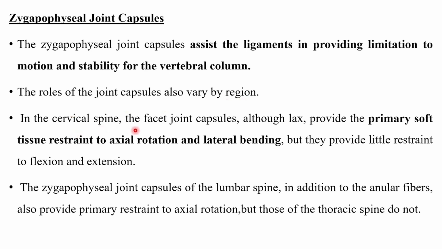In the cervical spine, the facet joint capsules, although lax, provide the primary soft tissue restraint to axial rotation and lateral bending, but they provide little restraint to flexion and extension. So in the cervical spine, these joint capsules restrict rotation and lateral flexion, and provide only minimal restriction to flexion and extension. The zygapophyseal joint capsules in the lumbar spine, in addition to the annular fibers, also provide primary restriction to axial rotation, but those in the thoracic spine do not.